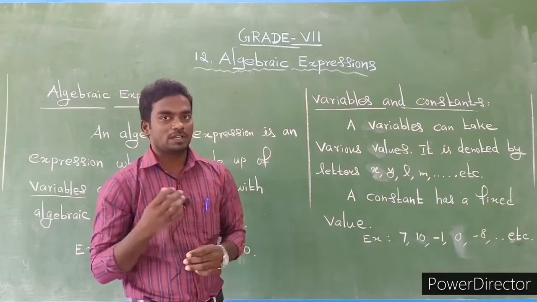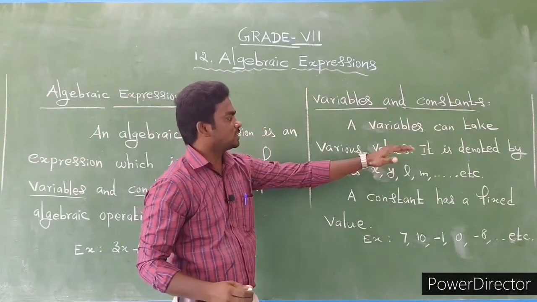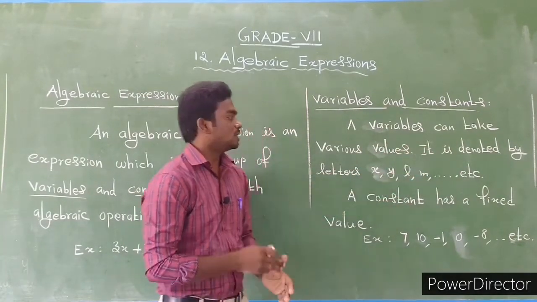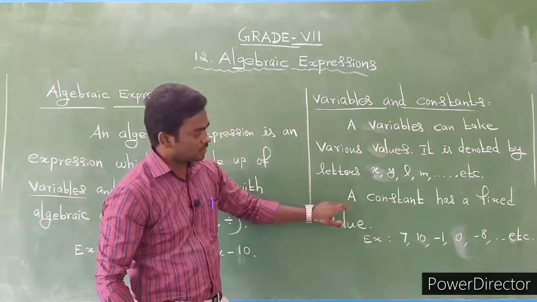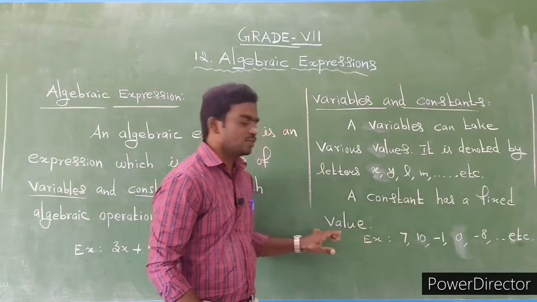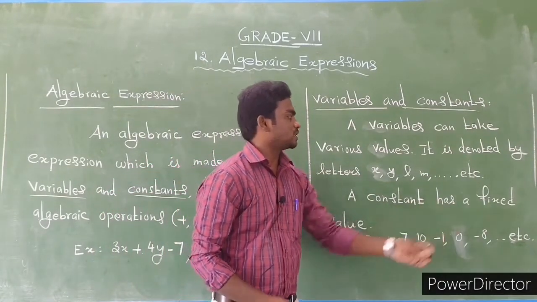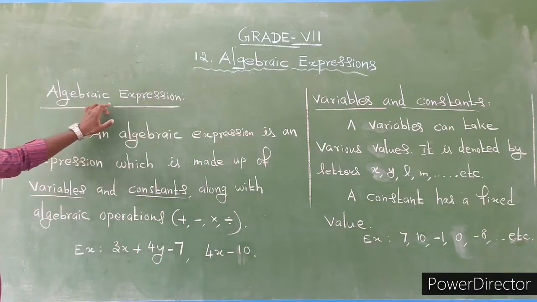So what are variable and constant? Variables can take various values and are denoted by letters x, y, l, m, etc. All the small letters are considered variables. Next, a constant has a fixed value which does not change. So 7, 10, minus 1, etc. are called constants.